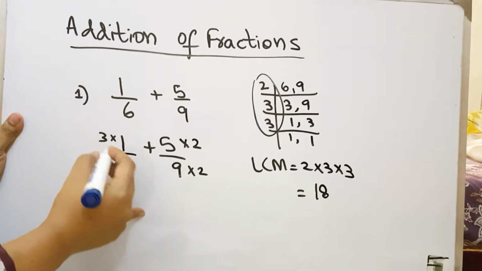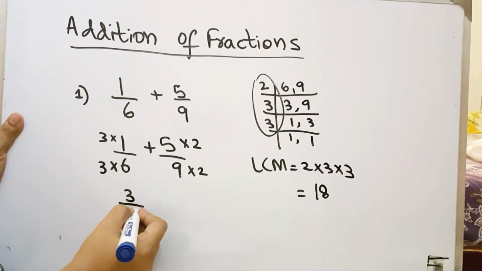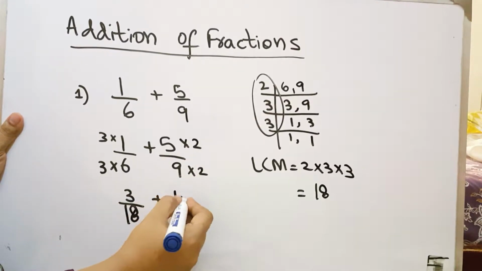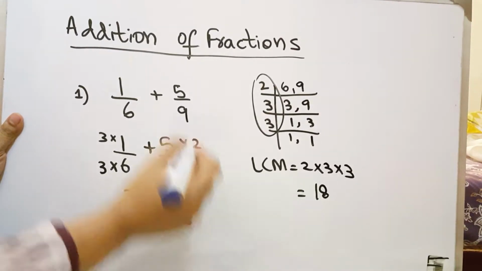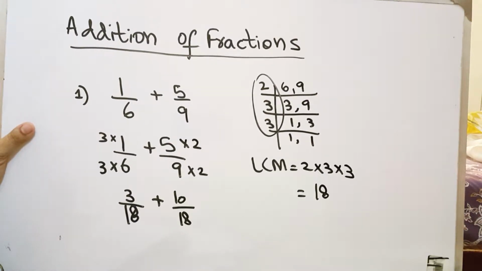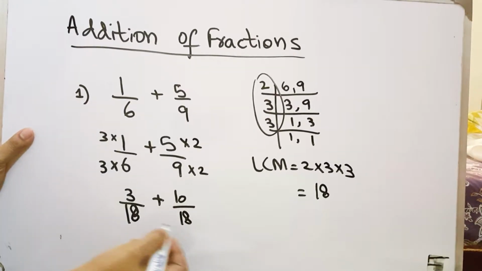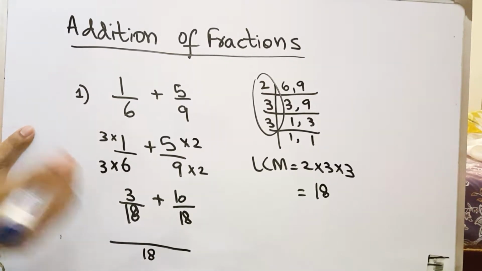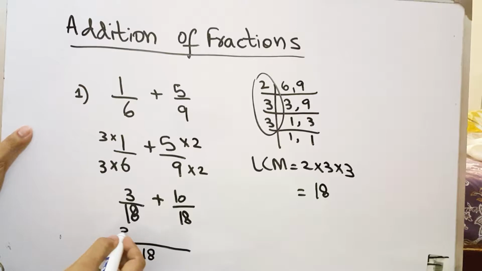Now multiplying them, 3 1s is 3 and 3 6s is 18, plus 5 2s is 10 and 9 2s is 18. So you see, after having this LCM done, we came up with single denominators, which is written there in the bottom. Now since denominators are same, we can bring them on the merger line and we can write them like this together in the middle, 18, and we copy down the numerators as it is on top.